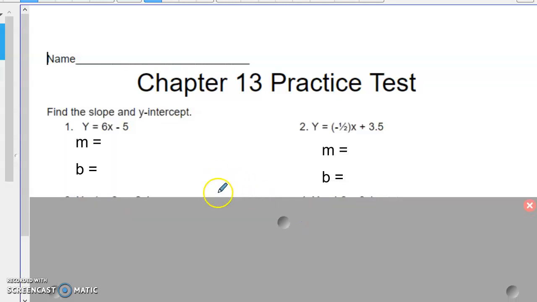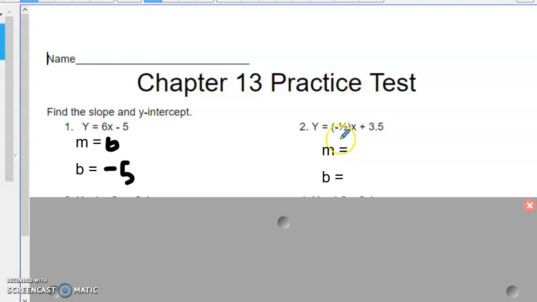All right, first question says, find the slope and the y-intercept. In this equation, the number in front of the x would be your slope, so the slope is 6. The number here would be your y-intercept, and don't forget the negative. It would be -5. So slope of 6, y-intercept of -5.